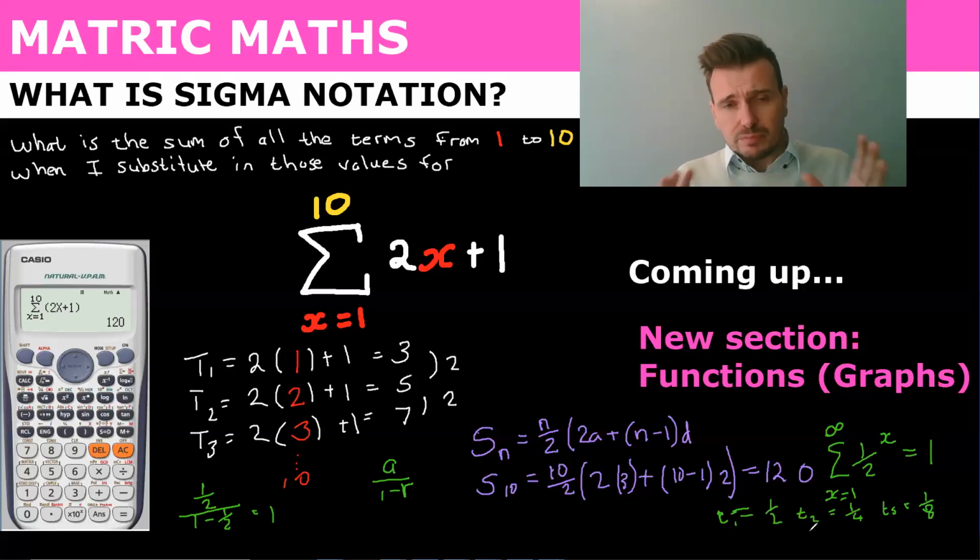So whatever they put as that rule, in place of that 2x plus 1, just do the same steps. Get t1, t2, and t3 and see if you can see a pattern. And then just sum those terms.